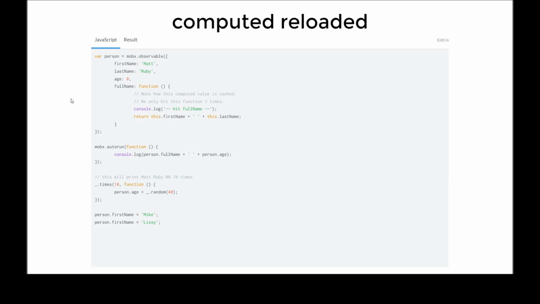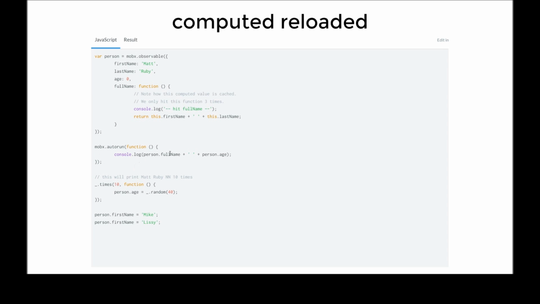Let's take another look at computeds. In this example, again, it's the same as the previous computed example where we have the full name, except I've added a console log to show how many times we've hit the full name computed function. The auto run is showing full name and age, so it's going to be tracking first name, last name, and age. Pretty much everything we've got is going to be tracked, right?